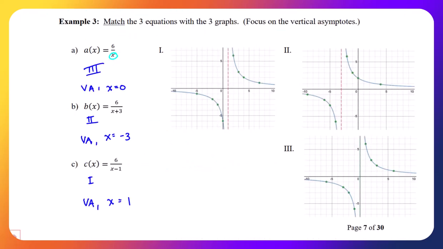So here, x cannot be 0, and so the vertical asymptote is at x equals 0. That's graph 3. Here, x cannot be negative 3, because that'll make the denominator 0. So that's graph 2. The vertical asymptote is x equals negative 3. Here, x can't be 1, because that'll make the denominator 0. So the vertical asymptote is x equals 1, graph 1.